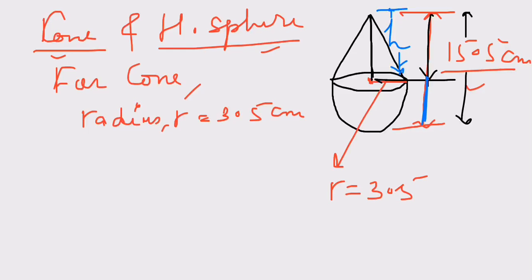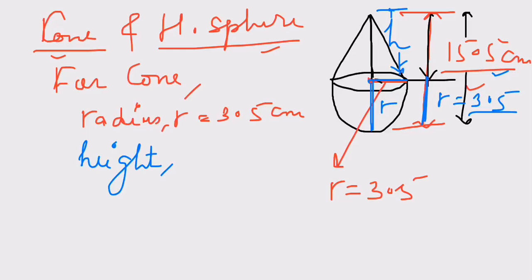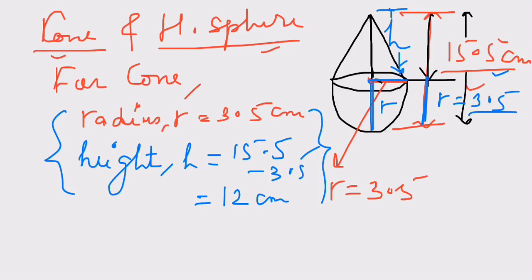How to remove that? The answer is pretty clear. From the total height 15.5, if we remove this much height, then we'll get the height of the cone, and the blue one is nothing but this radius. It means this is your R, and this portion is also R, which is 3.5. So to obtain the height of the cone, we have to subtract 3.5 from 15.5. So this will come out as 12 centimeter. So these two are the parameters of the cone.